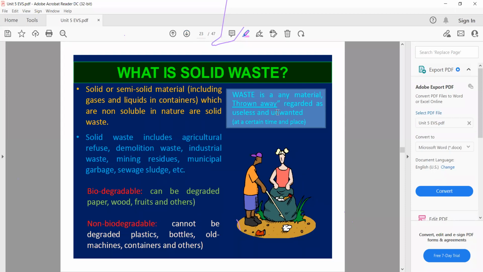Which are biodegradable and which are non-biodegradable? You know, papers are biodegradable, plastics are non-biodegradable. These are your day-to-day life examples, right? So biodegradable ones can be degraded, that is paper, wood, fruits, and others. And non-biodegradable ones, you know, plastic bottles, old machines, containers, and other items. Clear?